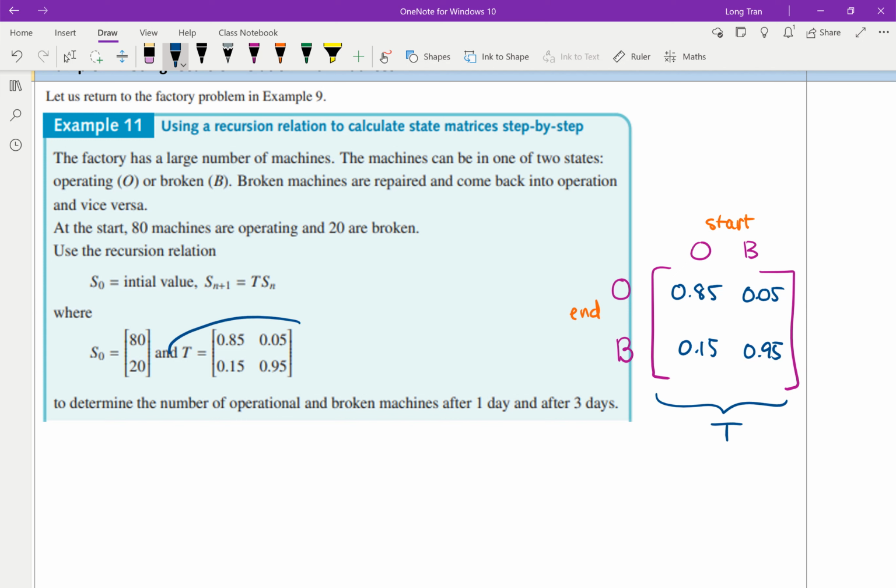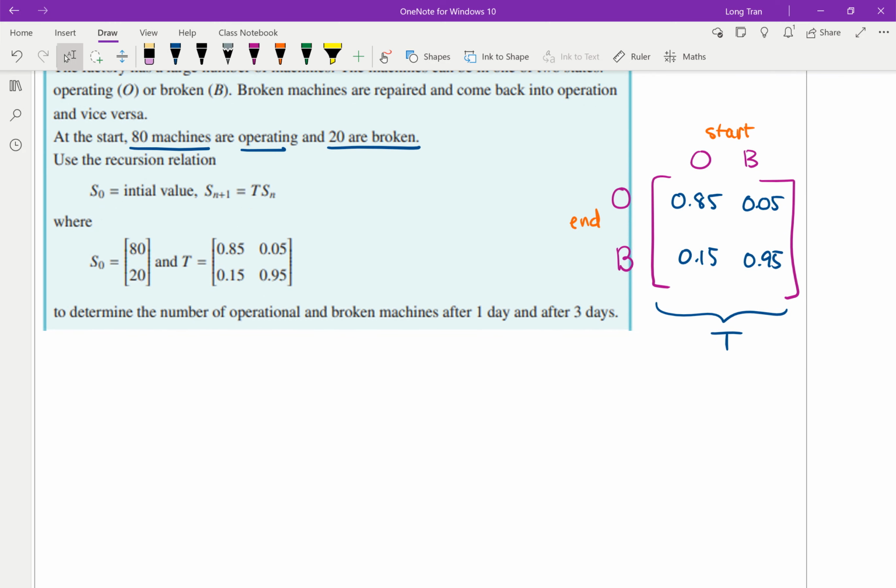As you can see, they've got it over here. From here, what's different is they say, if at the start you had 80 machines that are operating and 20 are broken, they're giving you a scenario that there are 100 machines to start off with. So I'm going to write here: 100 machines, 80 of which were operational and 20 of which were broken.